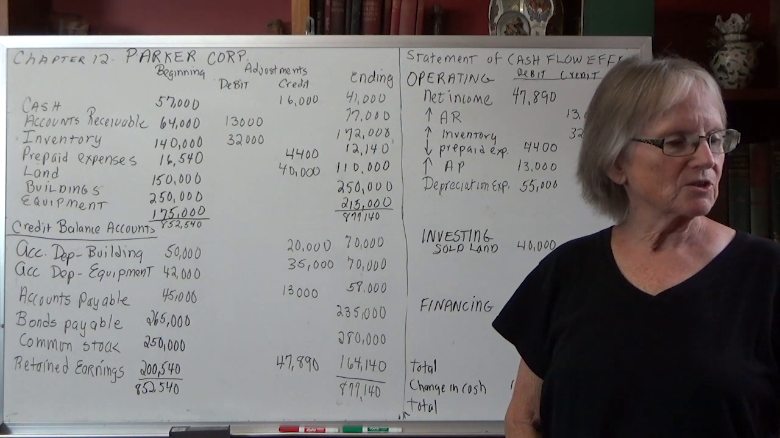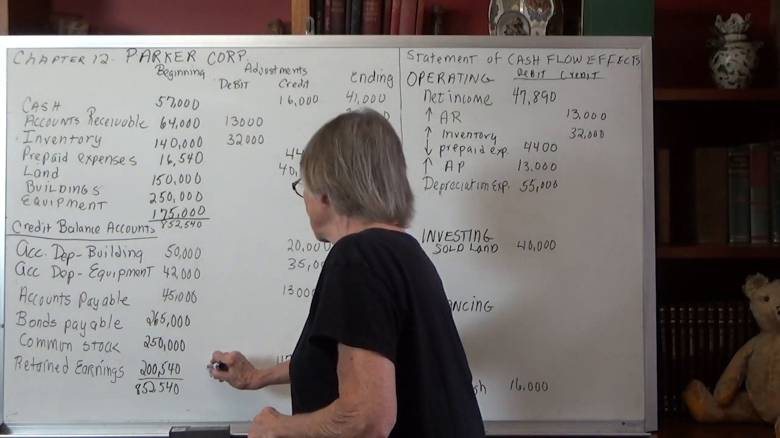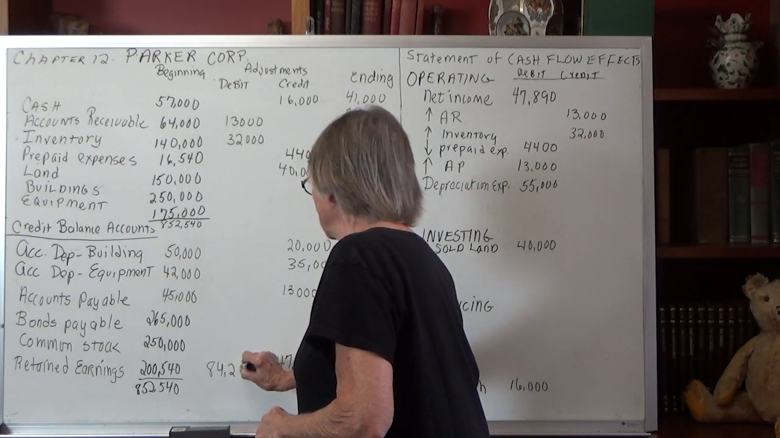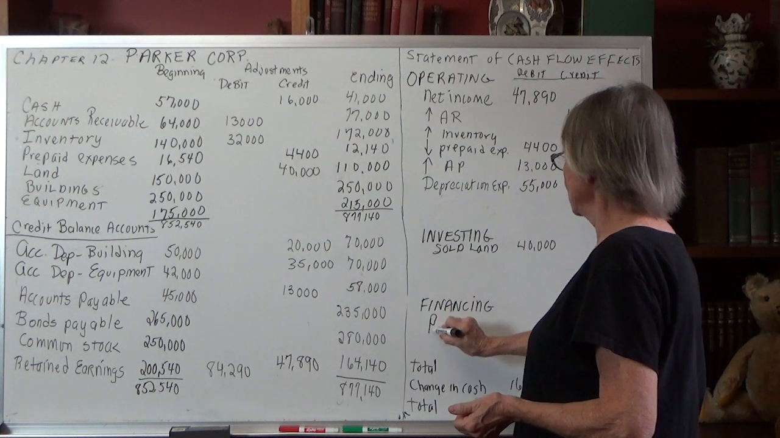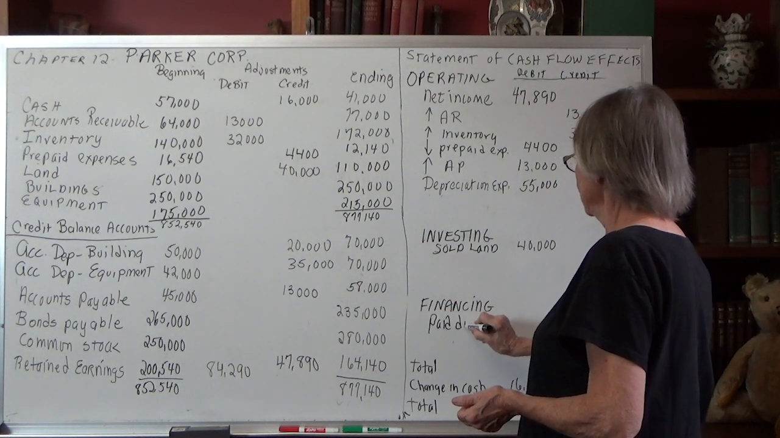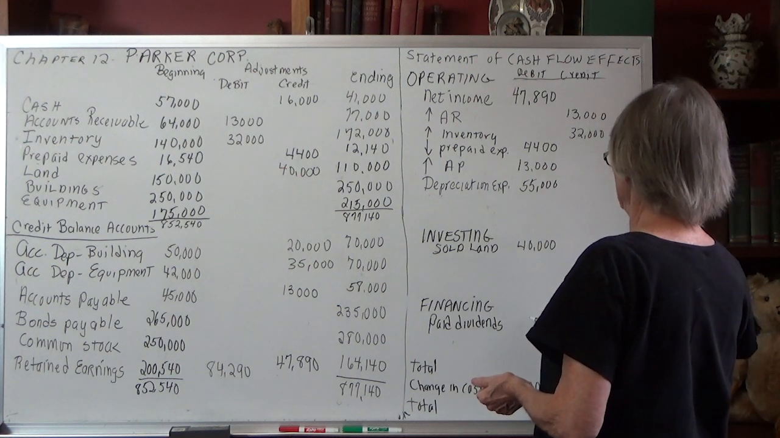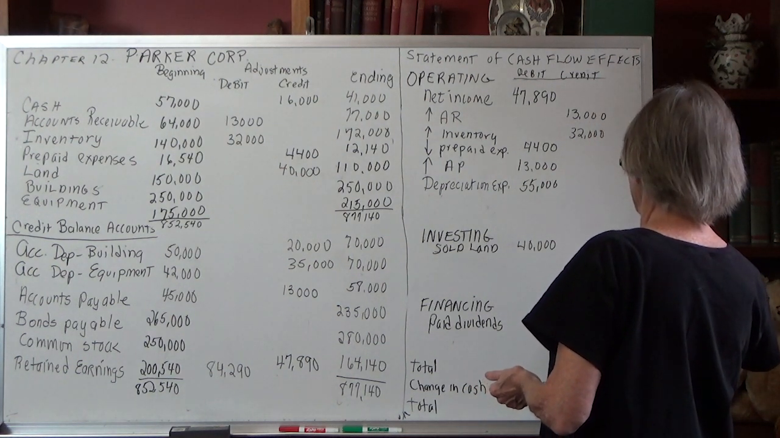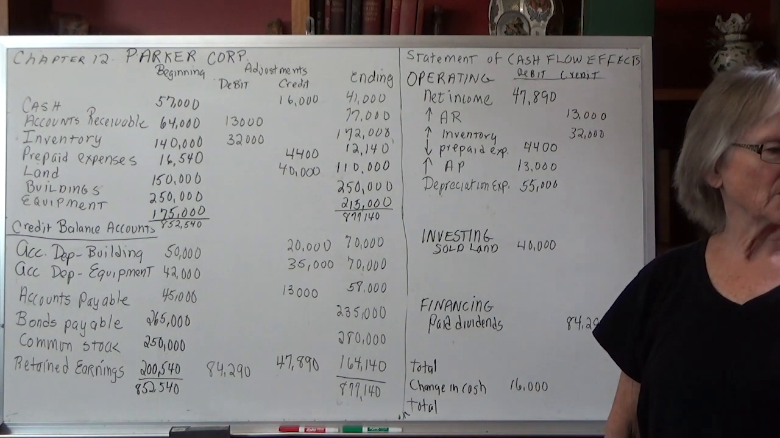We paid some dividends of $84,290. All right, so we know that reduces retained earnings. And it's a financing activity, so we paid dividends of $84,290. All right. What else happens here?